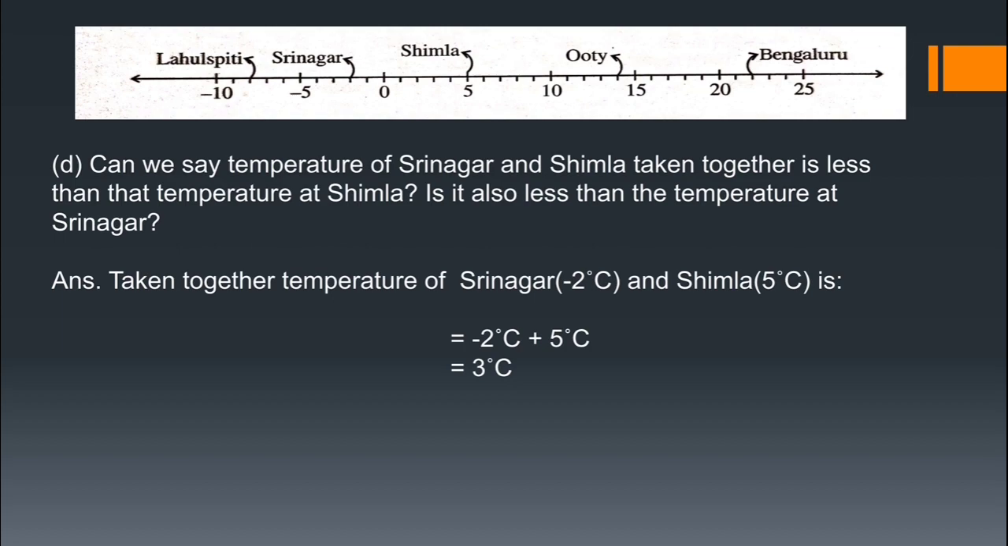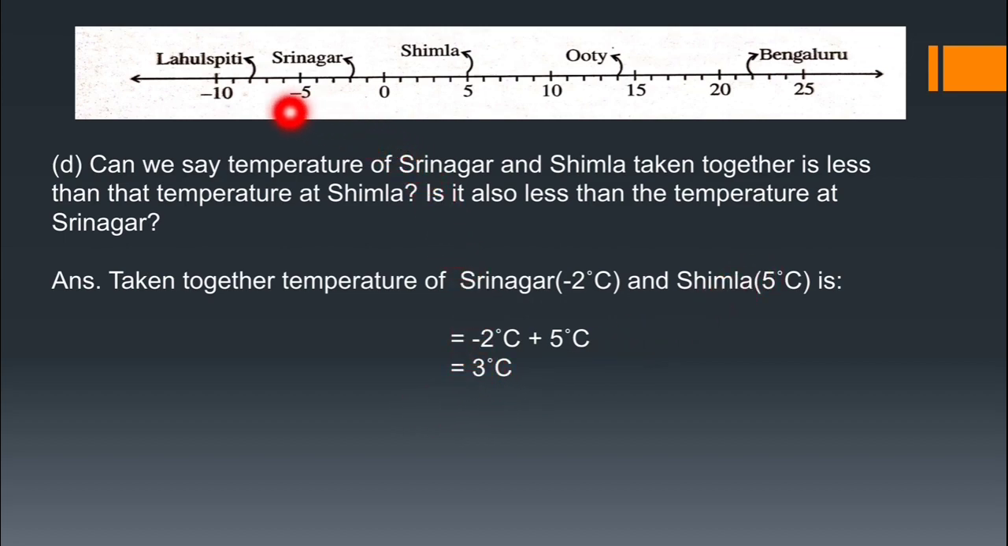And the sign of this 3 degree centigrade will be same as the larger value have. So here you can see that out of minus 2 and 5, larger value is 5 degree centigrade having sign of positive. So 3 degree centigrade also have a sign of positive. So we can say that taken together temperature of Srinagar and Simla is 3 degree centigrade.